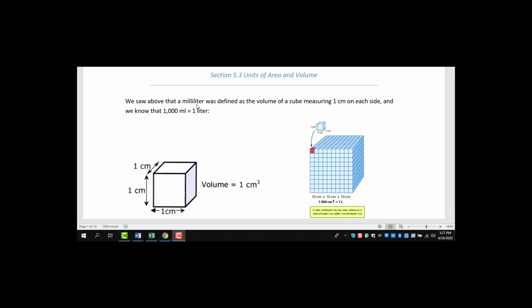A milliliter, which is a thousandth of a liter, was defined as the volume of a cube measuring 1 centimeter on each side. And we know that 1,000 milliliters equals 1 liter. So there's 1 liter and 1,000 milliliters, but 1 milliliter itself is a cube made of a centimeter by a centimeter by a centimeter. So when you multiply 1 times 1 times 1, you get 1, and you multiply the units, right? Centimeter times centimeter times centimeter, you get centimeters cubed.